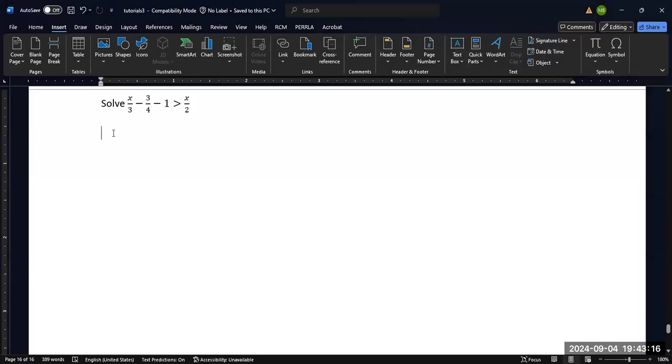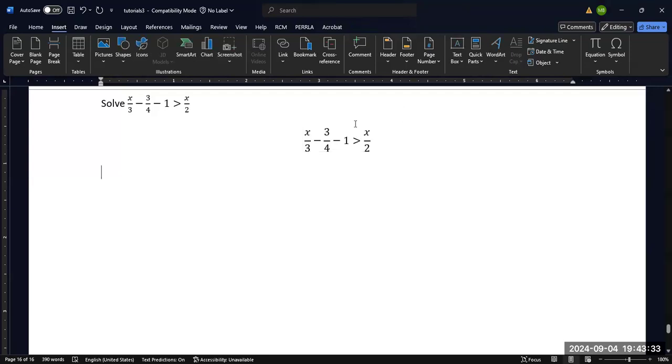All right, so in this video, we're going to walk through the process of solving a linear inequality. Now, this one is a little tricky because it does involve fractions, but the process is basically the same as we would do in any other scenario.